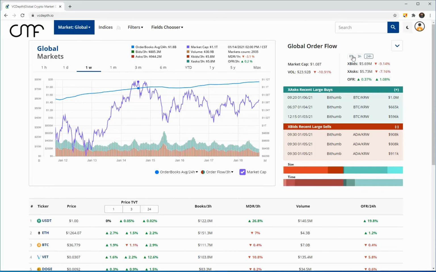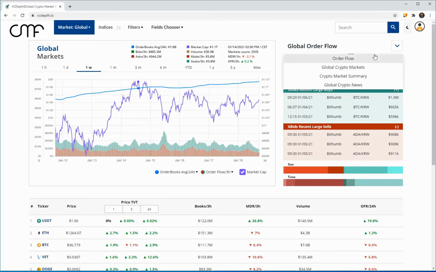This panel also has large order alerts that display recent large orders across the market. We alert to any transaction that is greater than 5% of the combined order books for that asset on that exchange. We show the transaction size, exchange it occurred on and relevant details of these transactions here.